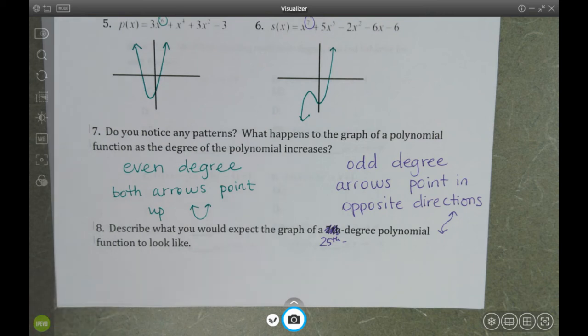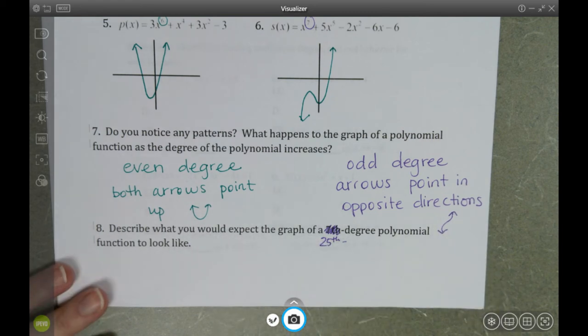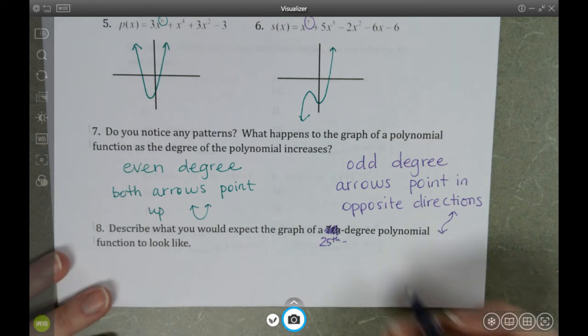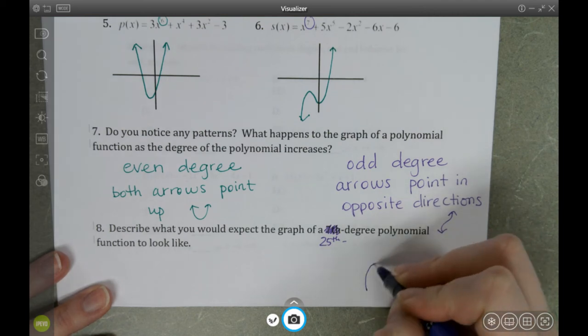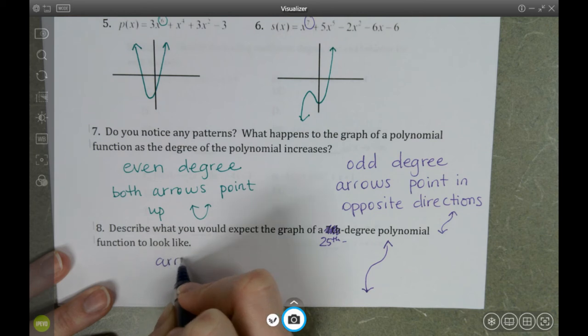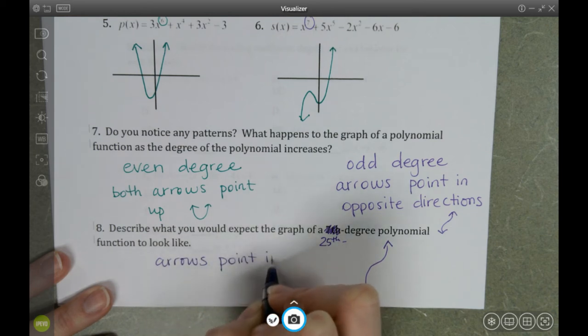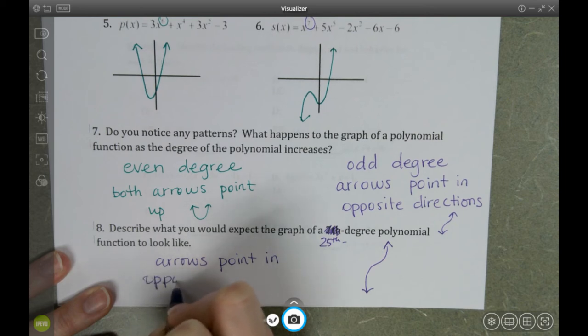25 even or odd? It's an odd number, so is it going to go in the same direction or opposite directions? Okay. So it would look something like this. Arrows will point in opposite directions.